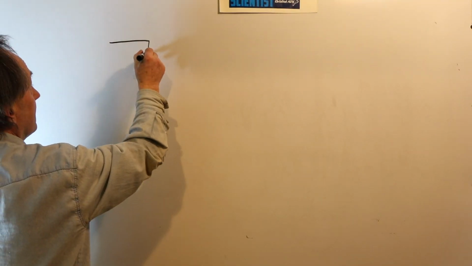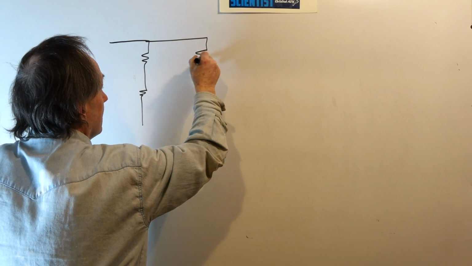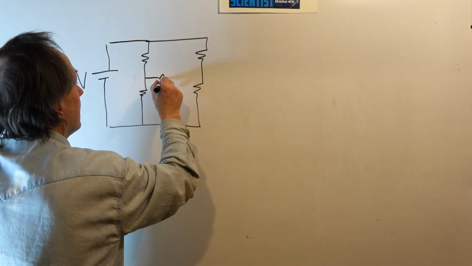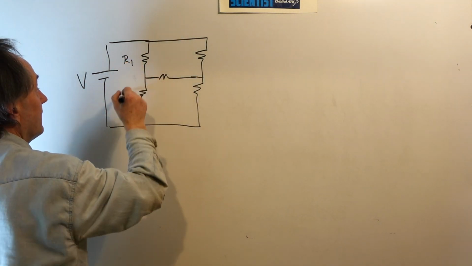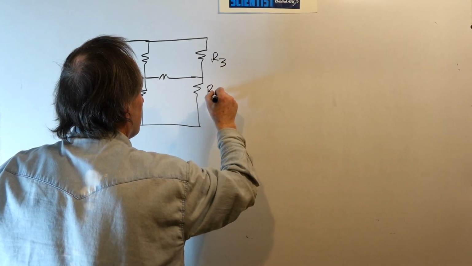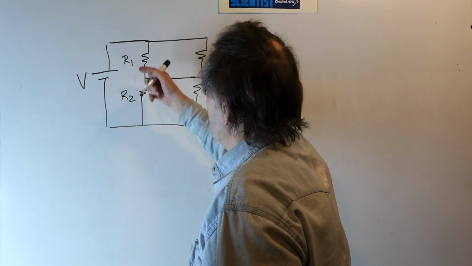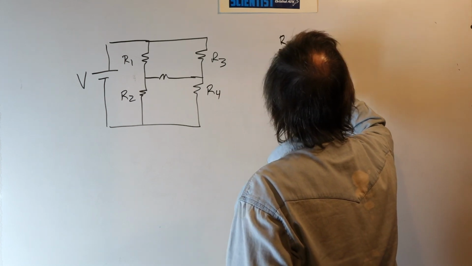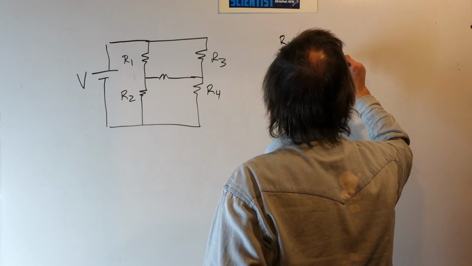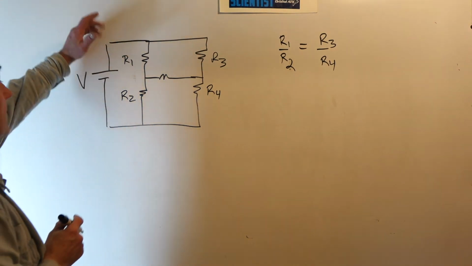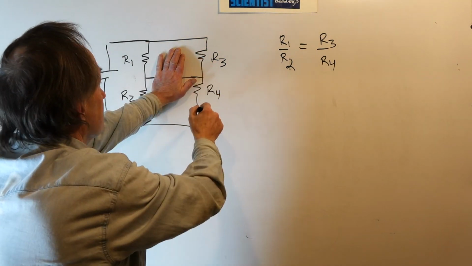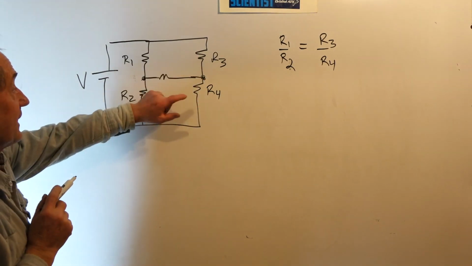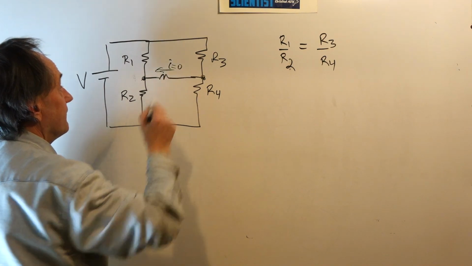If you have a bridge network and you drive it with, say, a voltage source, let's call this R1, this is R2, this is R3, this is R4. You have a Wheatstone bridge when the ratios of the resistors in the two arms are the same. So R1 is to R2 as R3 is to R4. The reason is that you can look to see that you have two voltage dividers here. By maintaining that ratio, the voltage at this node and this node will be identical and no current will flow in the bridge resistor.